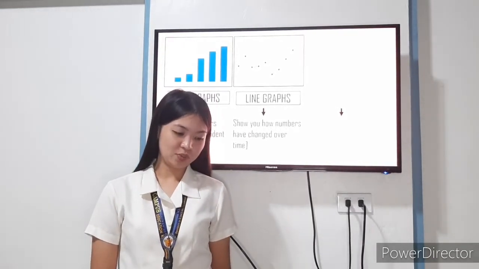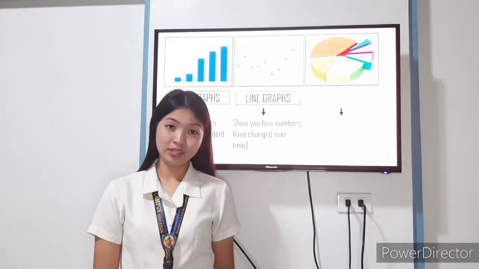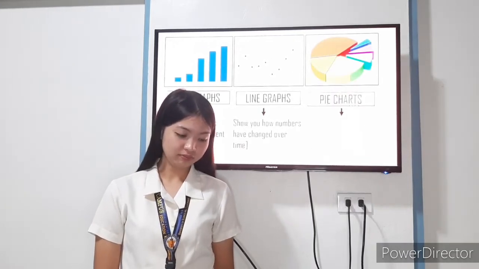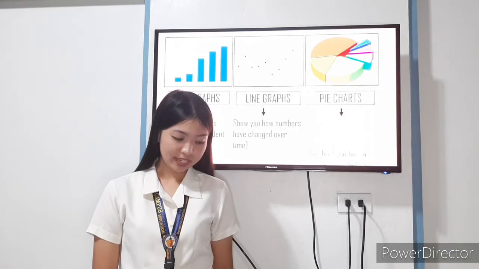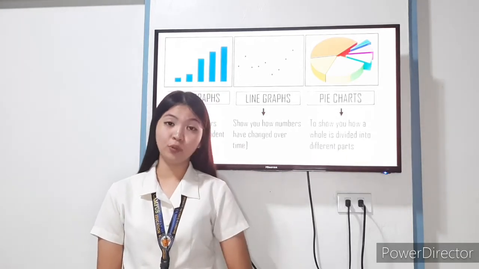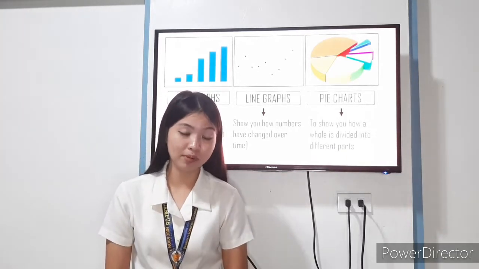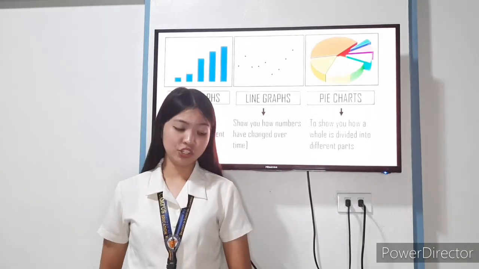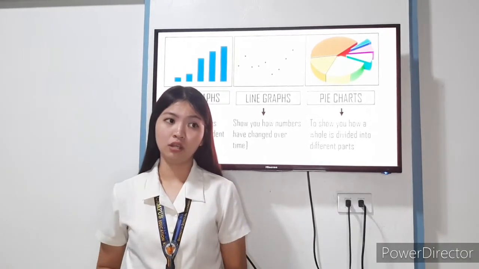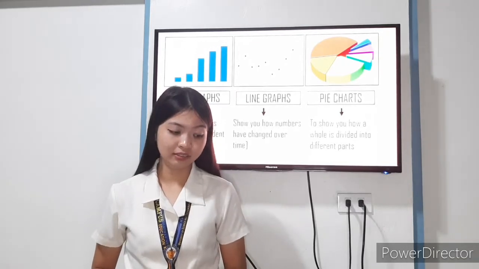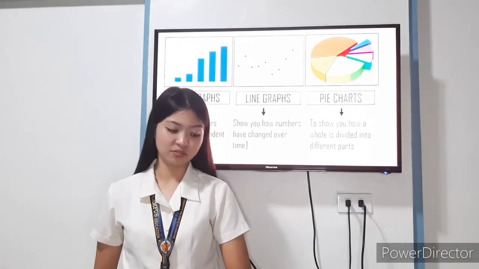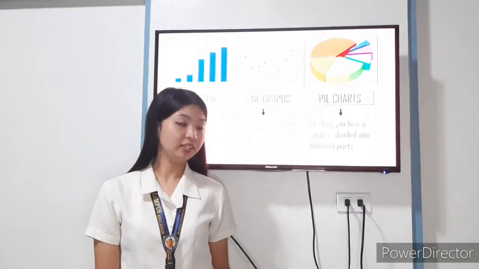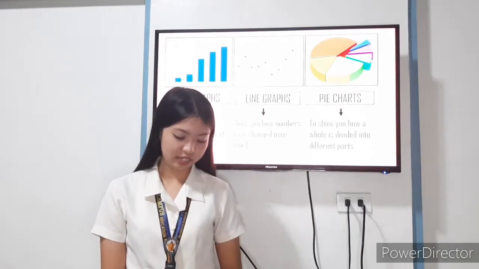And the last one, the most common, the pie chart. We use pie charts to show how a whole is divided into different parts. We commonly use this chart when we want to compare data that is in percentages. Okay, that is the lesson that we tackled yesterday.